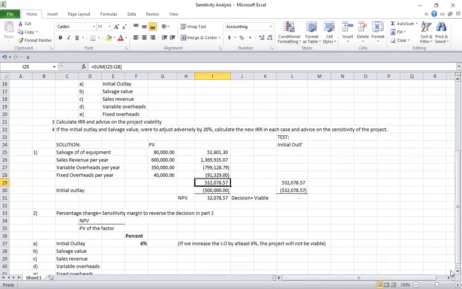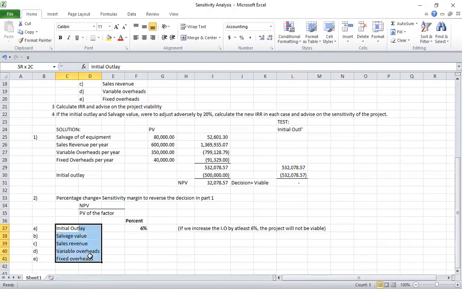What we are now doing is part two of this question, which is requesting we compute the percentage change. And I've said that the percentage change is the same as what we can also call sensitivity margin, because what we are currently doing is sensitivity analysis. When you are told to compute the percentage change, that reverses the decision which you made in part 1. In part 1, we had said that the project is viable because NPV was what? Positive.